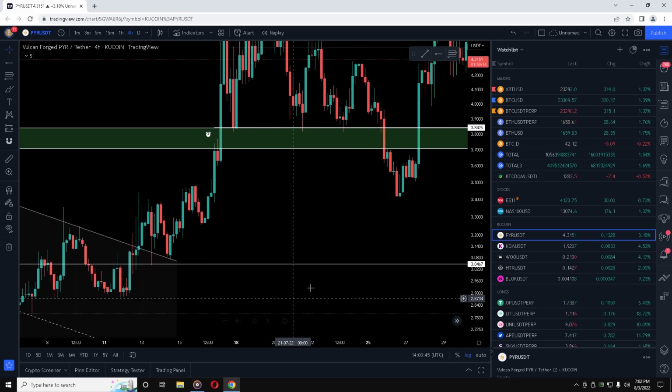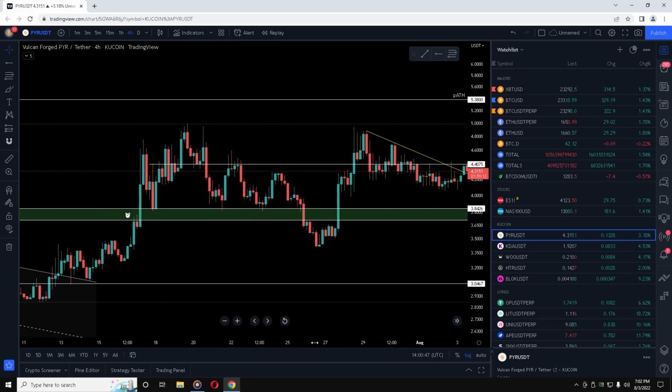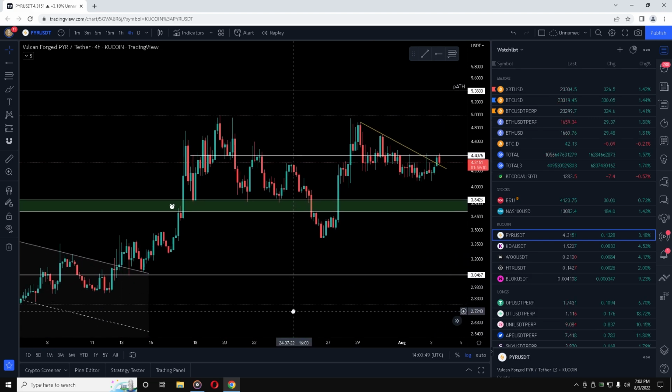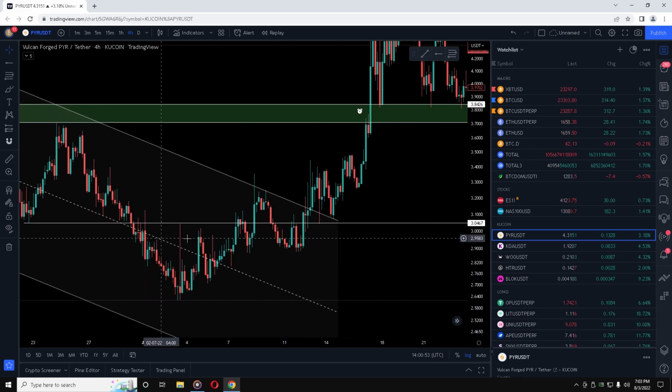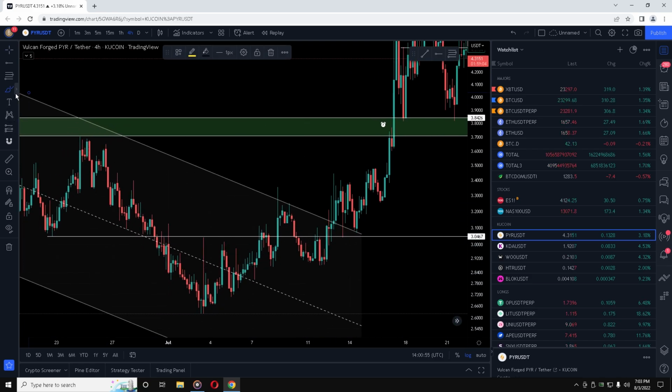Let's see if I can find another confirmation right over here. This was basically your confirmation on a break, retest, actually break, retest, new high, retest again. That's your long position. However, like I said, you want to DCA this whole area because this is a mid cap altcoin.